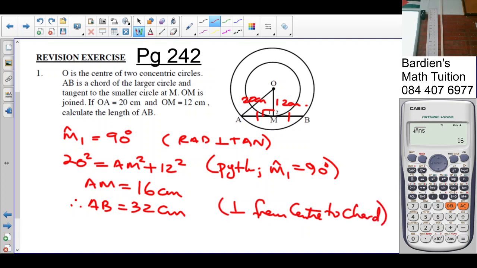The theorem says this line drawn perpendicular from center to chord bisects the chord, which means to say it cuts the chord in half, which means AM is equal to MB. Alright, you guys got it?